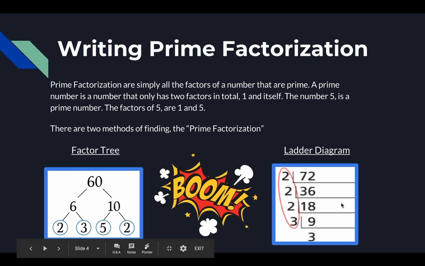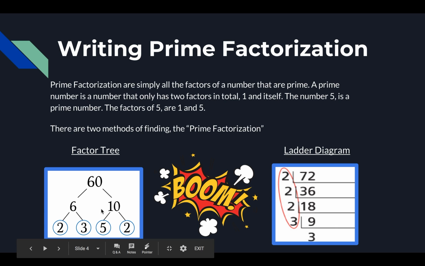Writing prime factorization. This is a skill displayed in this lesson. Prime factorization is simply all the factors of a number that are prime. A prime number is a number that only has two factors in total, 1 and itself. For example, the number 5 is a prime number. The factors of 5 are 1 and 5. If you didn't understand that, just look at these two methods of prime factorization.